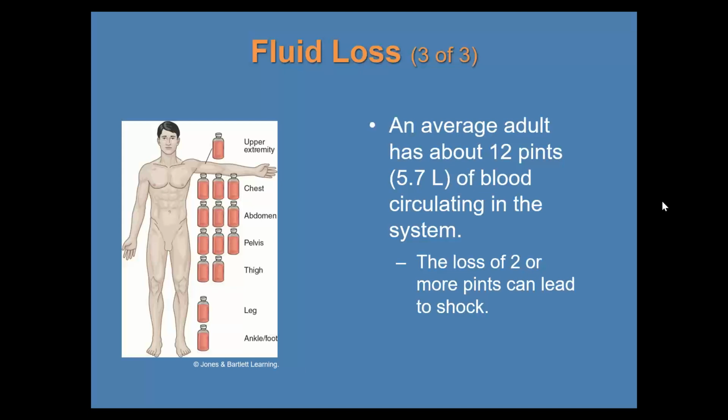All right. An average adult has about 12 pints, or 5.7, say 6 liters of blood. That's the average adult. Of course, children, it's going to be less. But the average adult has about 12 pints or 5.7 liters of blood circulating in the system. So it says here the loss of 2 or more pints can lead to shock. Generally, we're going to start to see a change in their level of consciousness when they're starting to get weak and woozy and things like that, at around the 1.5 to 2 mark.